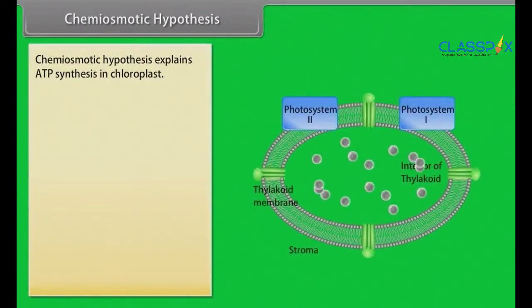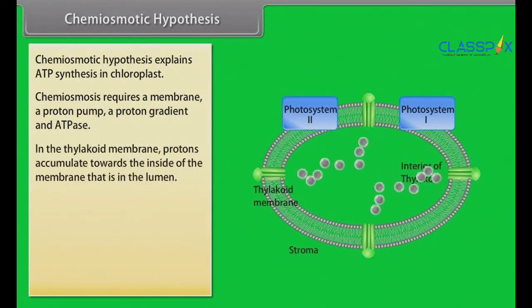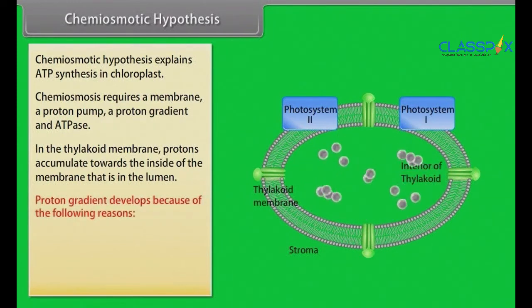Chemiosmotic hypothesis. Chemiosmotic hypothesis explains ATP synthesis in chloroplast. Chemiosmosis requires a membrane, a proton pump, a proton gradient and ATPase. In the thylakoid membrane, protons accumulate towards the inside of the membrane, that is, in the lumen. Proton gradient develops because of the following reasons.